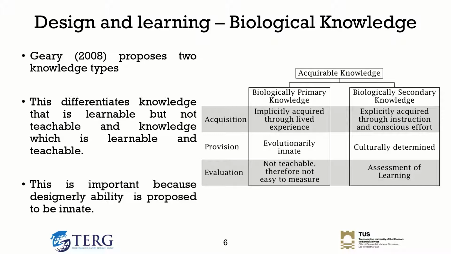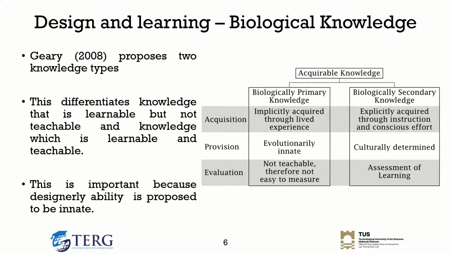Biologically secondary knowledge, on the other hand, is something that we need to be taught, or we just need to put explicit effort into learning. It's not acquired naturally. It's often seen that schools are the primary place where students acquire biologically secondary knowledge. Even the fact that there are 2 types of knowledge, that can be learned naturally without effort and just simply through exposure, and knowledge that requires effort to learn, is important for us because design is often perceived and proposed to be an innate capacity.